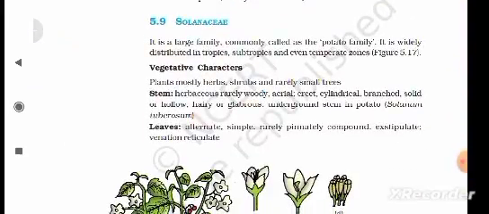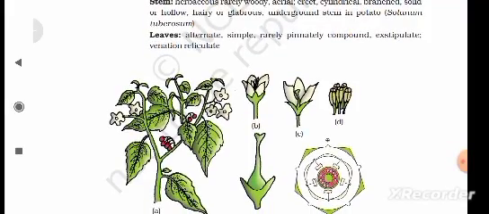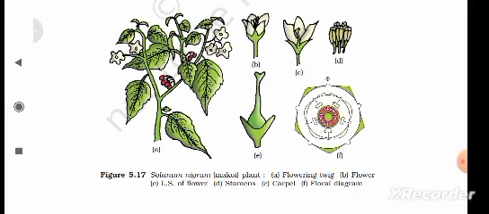Solanaceae. It is a large family commonly called the potato family. It is widely distributed in tropical, subtropical and even temperate zones. Vegetative characters: plants mostly herbs, shrubs and rarely small trees. Stem herbaceous, rarely woody, aerial, erect, cylindrical, branched, solid or hollow, hairy or glabrous. Underground stem in potato, Solanum tuberosum. Leaf alternate, simple, rarely pinnately compound, exstipulate, with unicostate reticulate venation. This is again an example of the makoi plant. Its scientific name is Solanum nigrum.